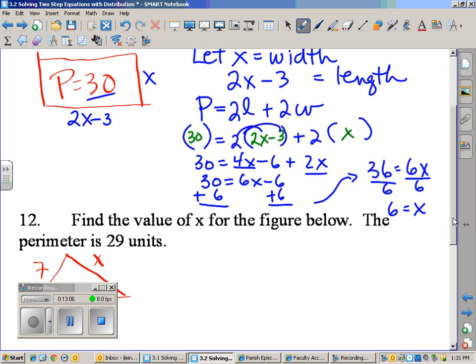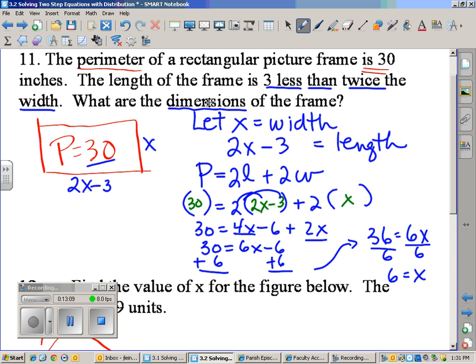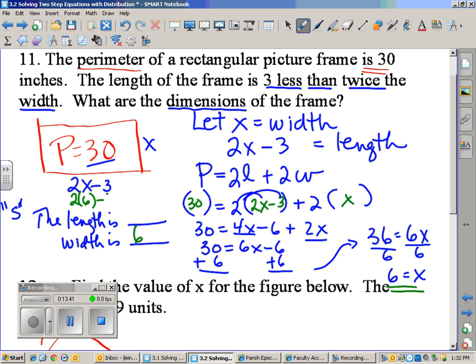But that's not exactly what they were asking us to find. They said, what are the dimensions of the frame? We need our S statement here. We forgot that. The length is blank. The width is blank. We've already found out what the x is. X is our width, and it's 6. So I can write that right in there. How do I find out what the length is? This is where I need to substitute in 6 for the x: 2 times 6, and subtract 3. 12 minus 3 is 9. And now I've answered the question.